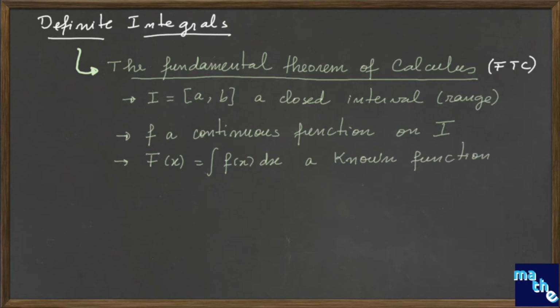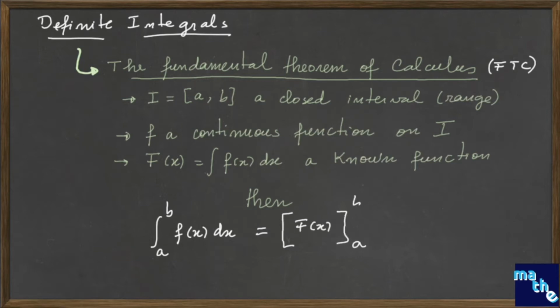Knowing this, then we can state that the definite integral between a and b of function f will be equal to the antiderivative F of function f evaluated at a and b, like this. First, we replace x by b, and minus, then we replace x in the capital F(x) by a.